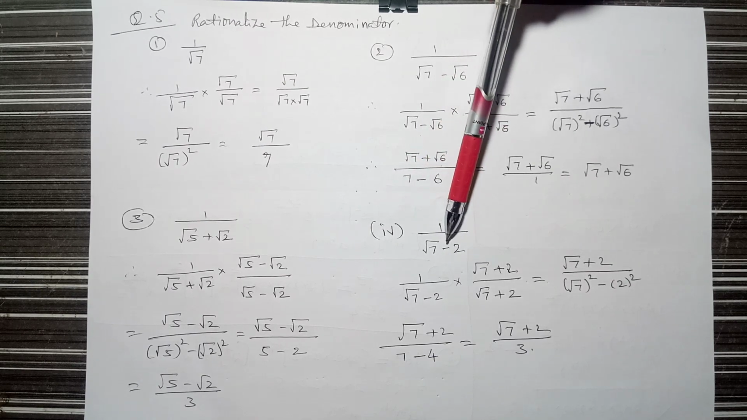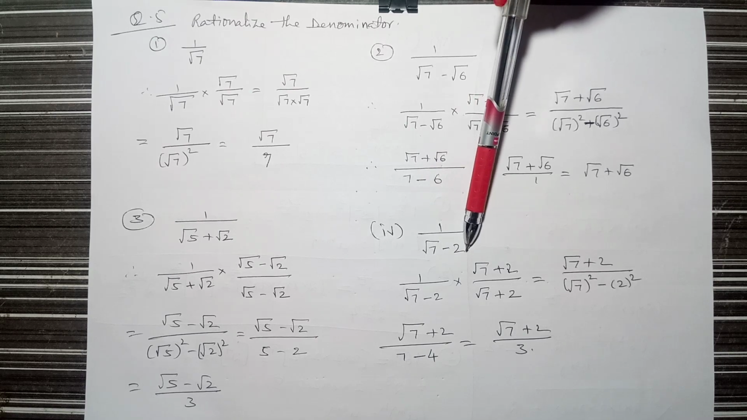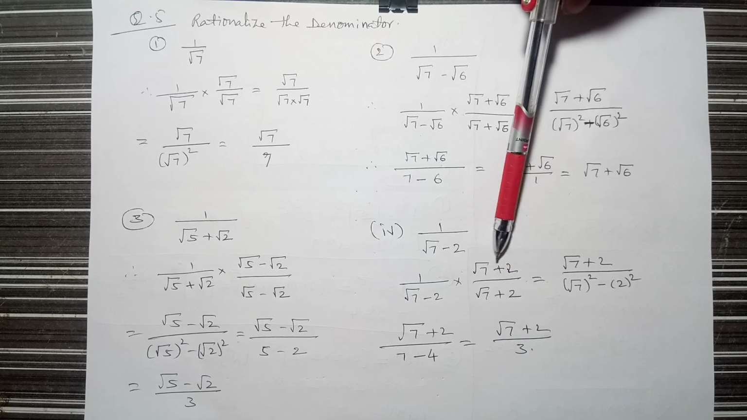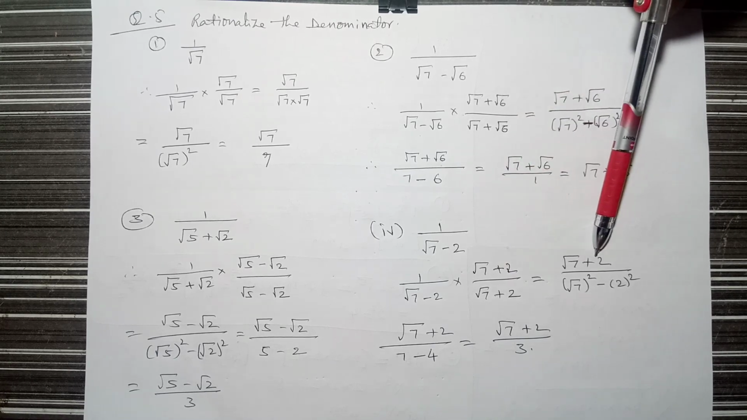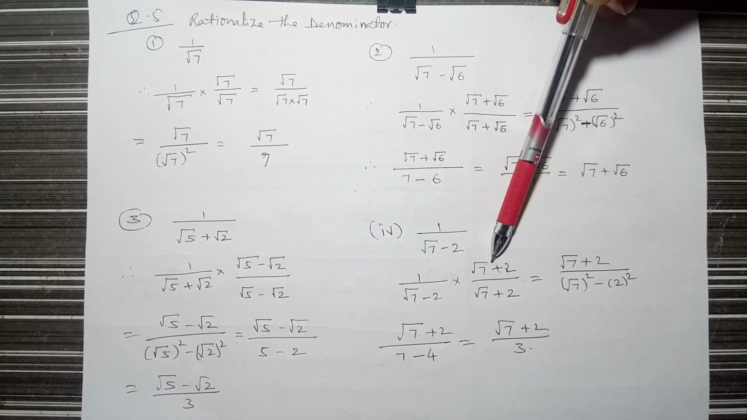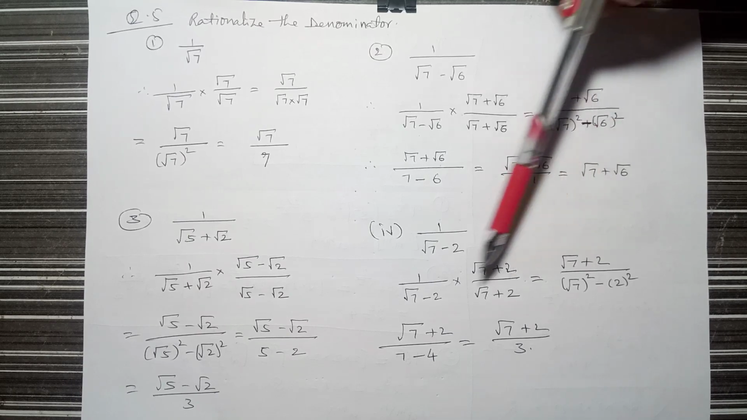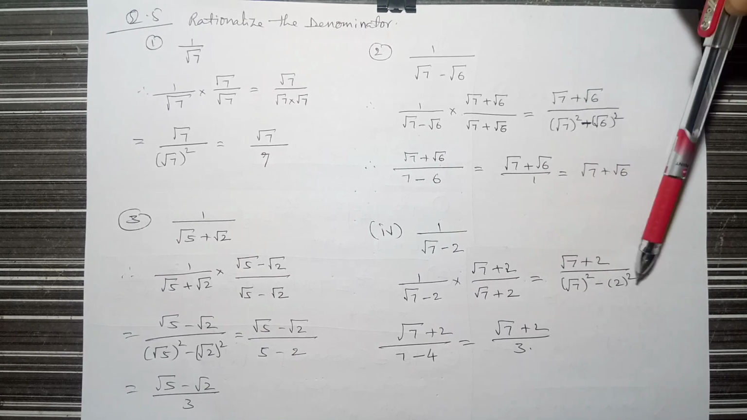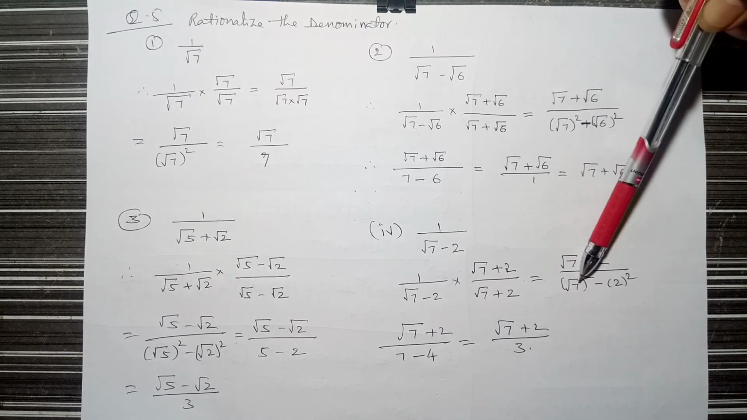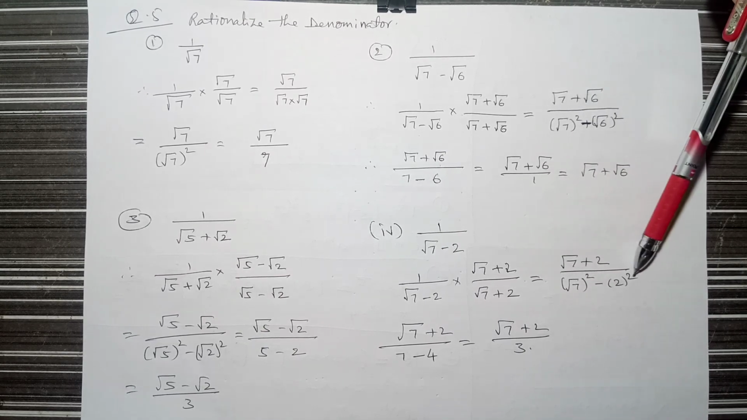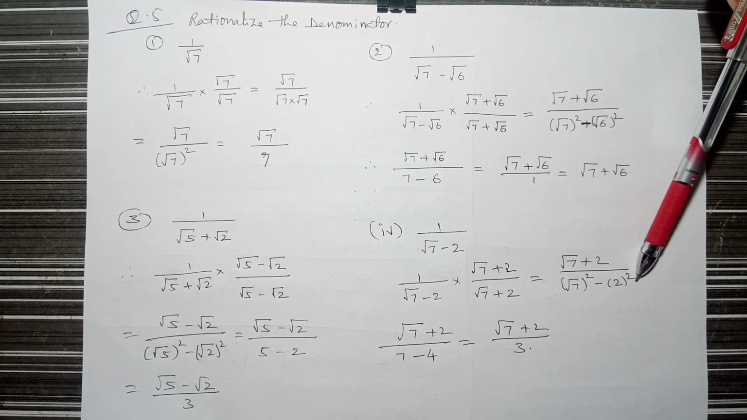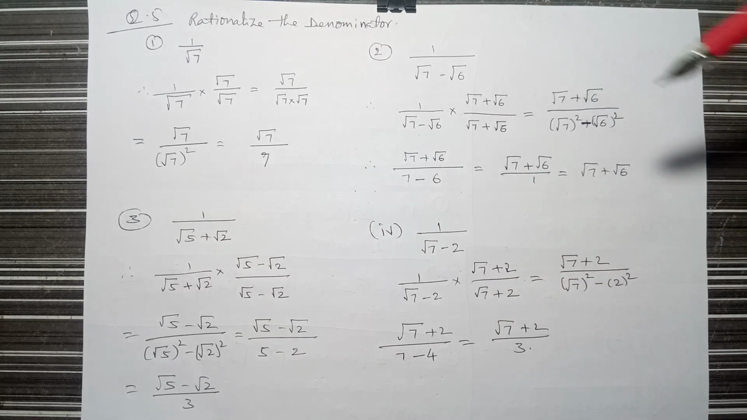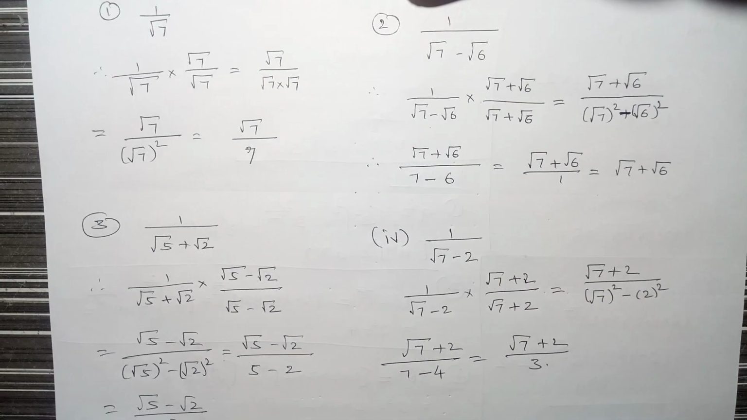And here, last one, same, root 7 minus 2. We have to take root 7 plus 2 on both the numerator and denominator. And the numerator, if you multiply 1 into root 7 plus 2, will be as it is. Here root 7 whole square minus 2 square. Therefore the root 7 will cancel, and 2 will be squared. So 7 minus 2 square, that is 4, that is 3. That's all.